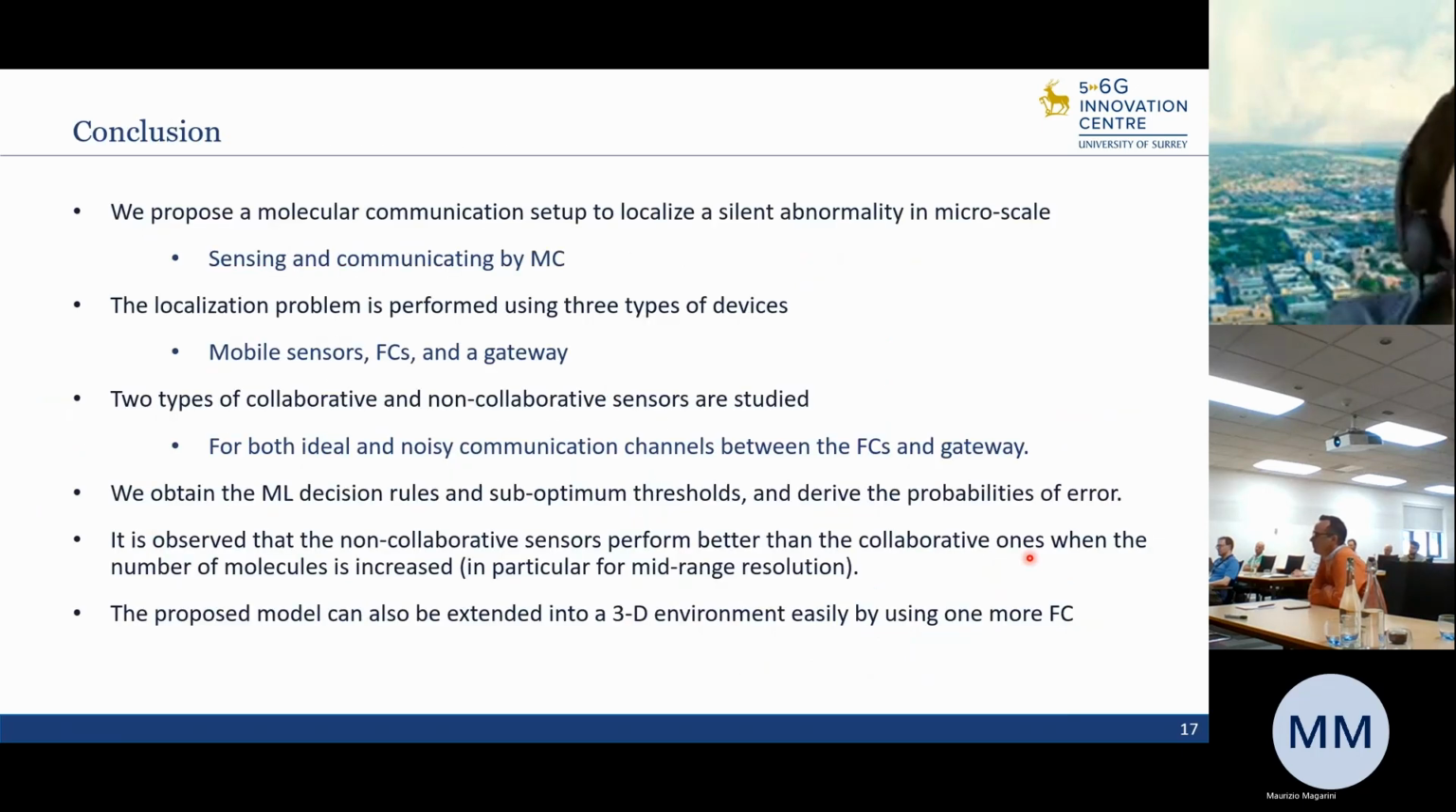And to conclude, we propose a molecular communication setup for a silent abnormality localization case. We did it using three types of devices: mobile sensors, fusion centers, and the gateway, and analyzed it for collaborative and non-collaborative sensor cases. It's observed that non-collaborative sensors outperform the collaborative ones by increasing the number of molecules, and also the proposed model can be easily extended to the three-dimensional environment by adding one more fusion center.